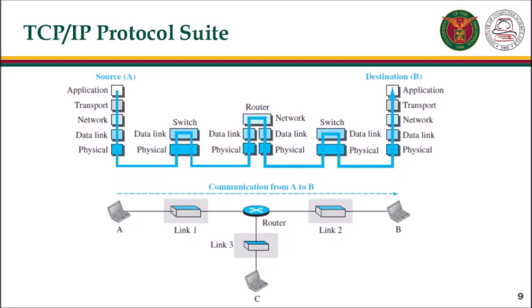The destination host needs to receive the communication at the physical layer, then deliver it to the other layers up to the application layer. The router is involved in only 3 layers. There is no transport or application layer in the router.